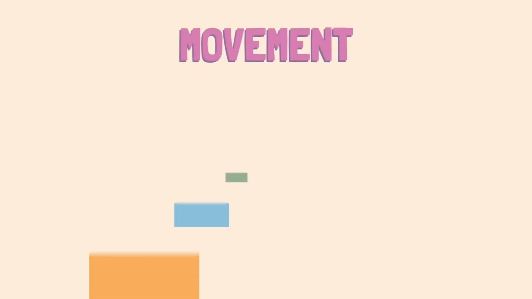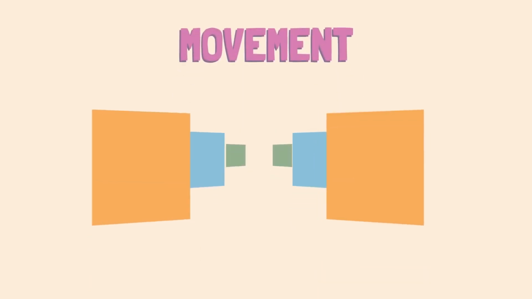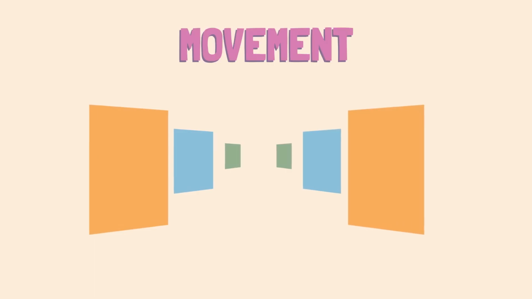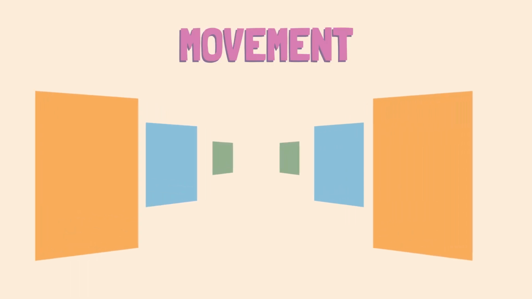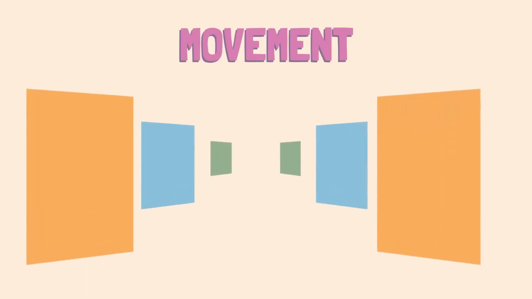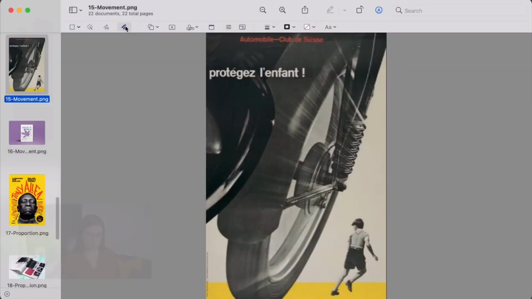Movement refers to the path our eyes take through a design composition. So if we have a dynamic composition, our eyes will move from different elements to different elements. And if we're smart enough, we will use that to lead our viewers to a very specific element or to the most important element in a composition.